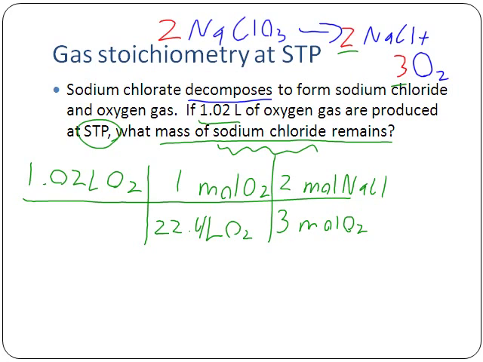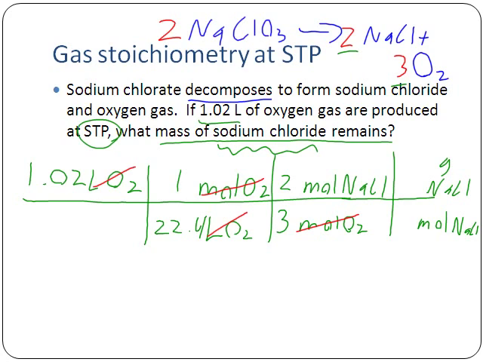So far we have canceled out liters of oxygen and moles of oxygen, and now we've got to moles of sodium chloride. Our last step is going to be to go from moles of sodium chloride to grams of sodium chloride, which is what we're looking for next. To do that, you're going to have to get out your periodic table.